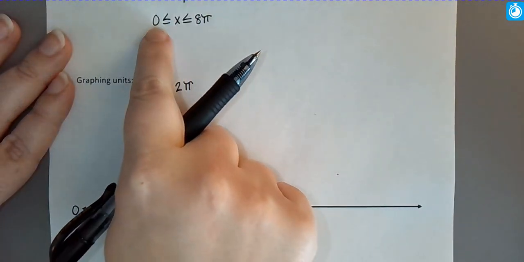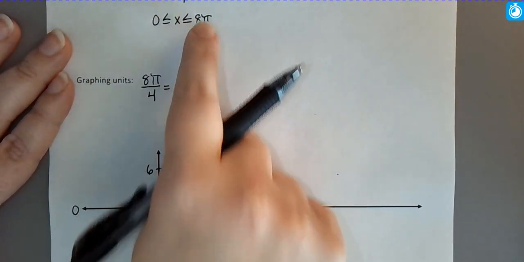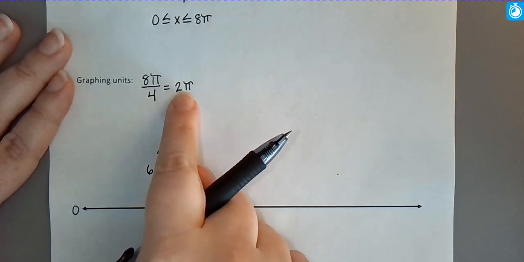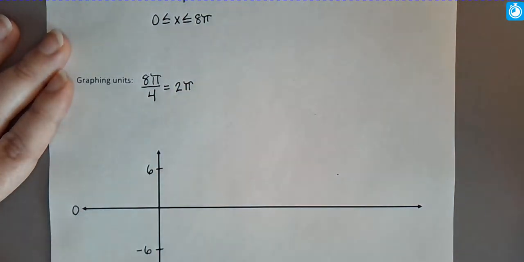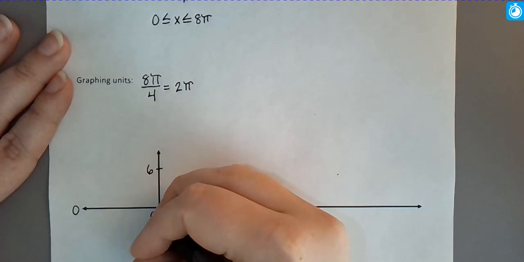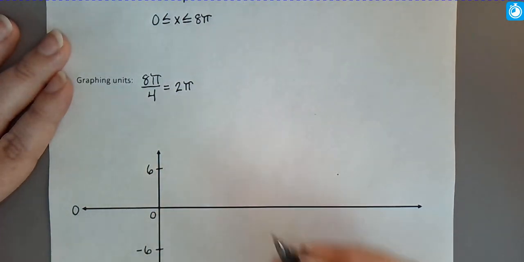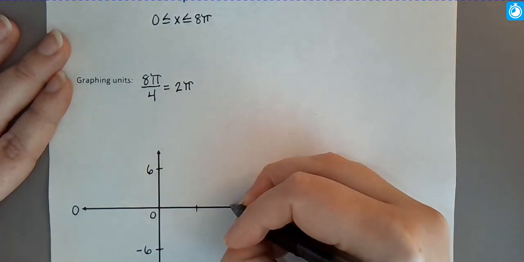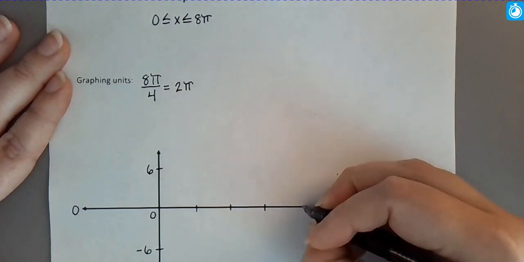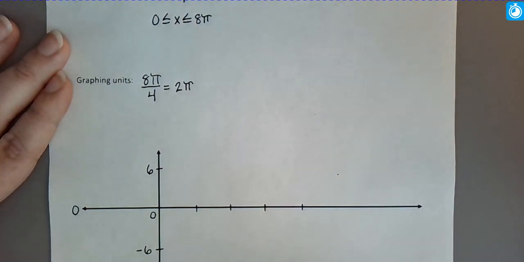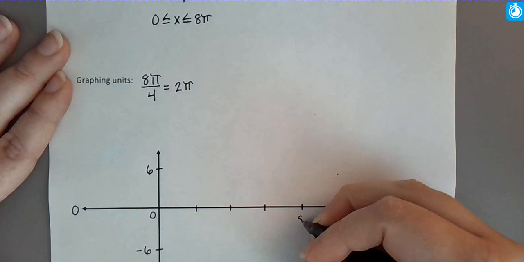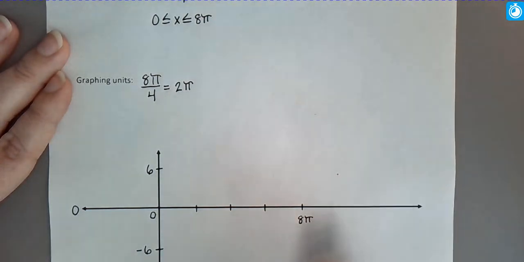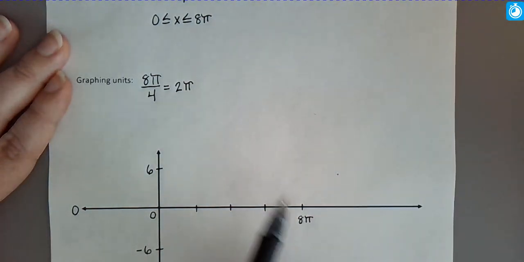We need to start at 0, we need to end at 8 pi, and we travel between the two by going along increments of 2 pi units. So starting at 0, our period is broken down into 1, 2, 3, 4 equally sized intervals, ending at 8 pi. And between our starting and ending locations, we're counting by 2 pi units each time.